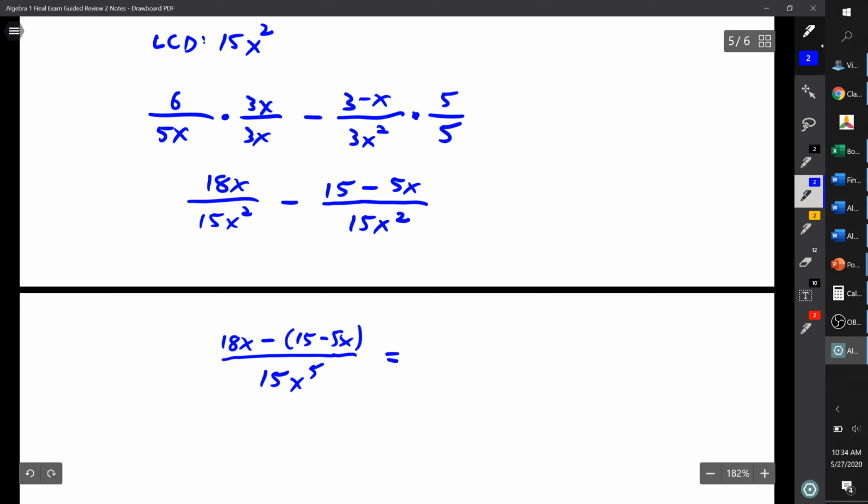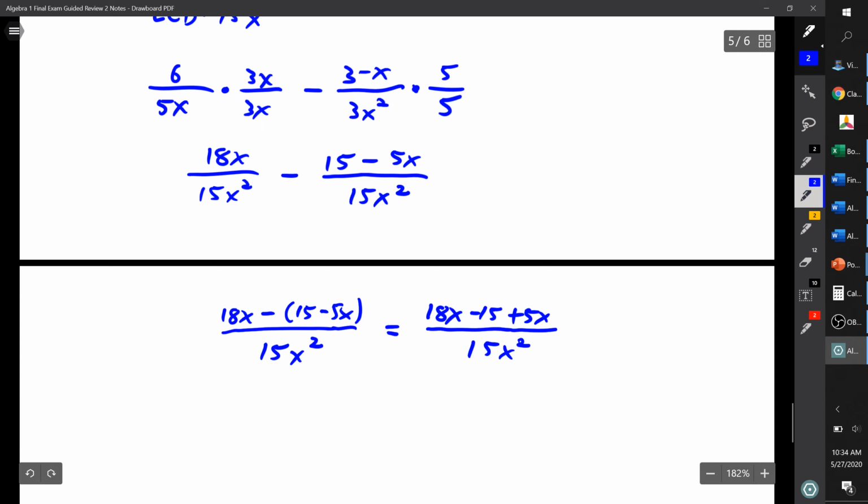So that will give us in my numerator, 18x, and I have this minus, well, let's go ahead and write minus 15, and then minus the negative gives us plus 5x. Distribute that negative over 15x squared. Sorry, I just noticed my previous term, that is an x squared. And what does this simplify to be? So 18 plus 5, that's 23. So I have 23x minus 15 over 15x squared. And that's it.